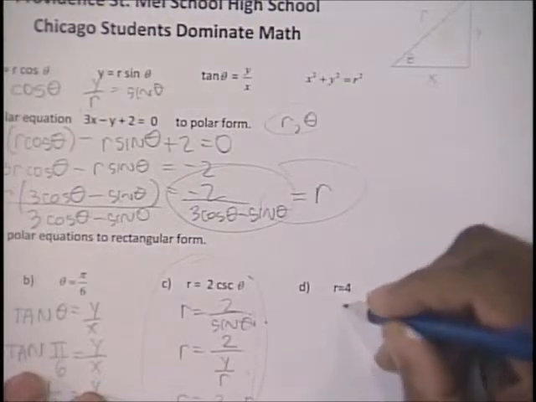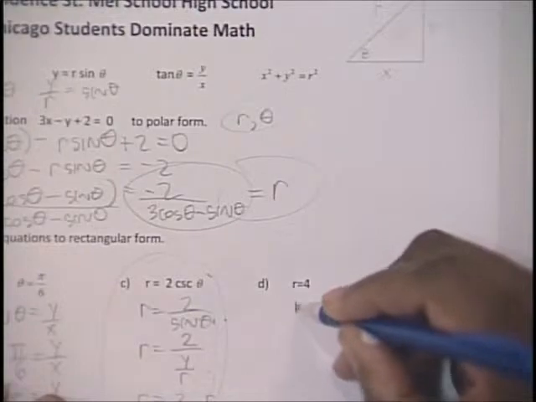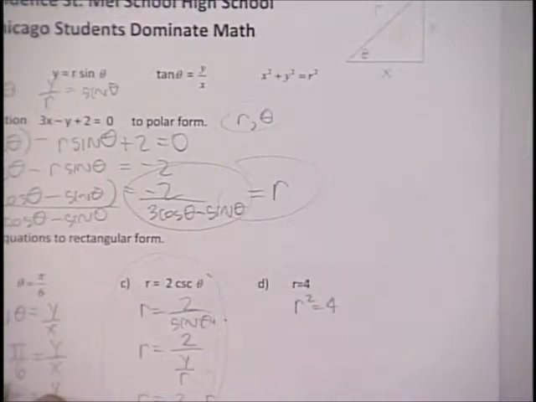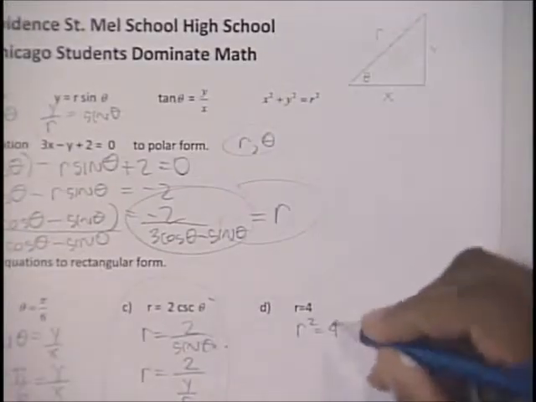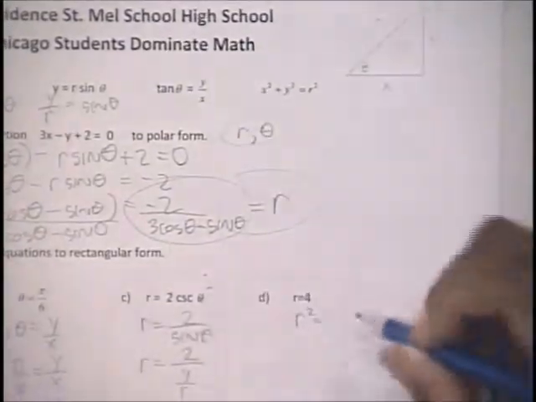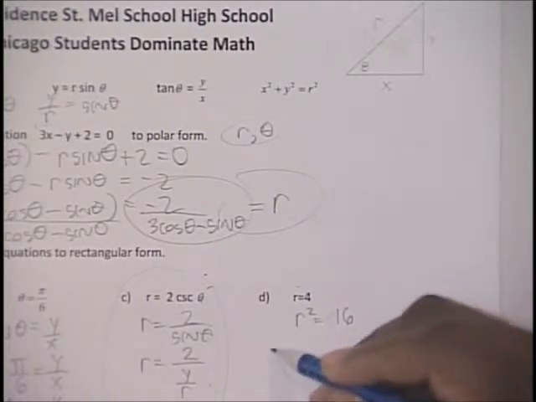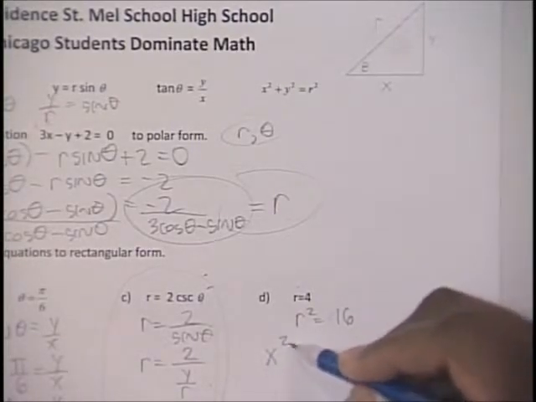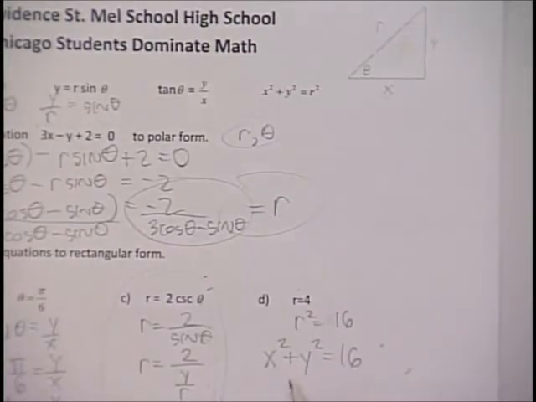All right, so you could square both sides on this one. We'll come back to this problem next week. If you square both sides, you get r squared is 16. R squared, we told you earlier, was x squared plus y squared, and you get 16. So that one's very easy. Final answer: x squared plus y squared is 16.